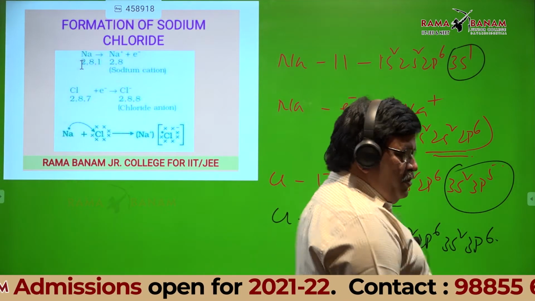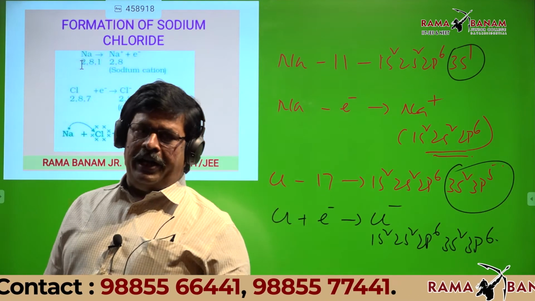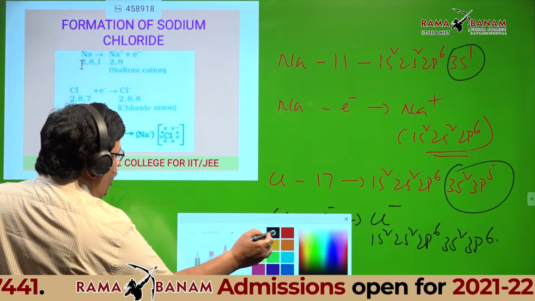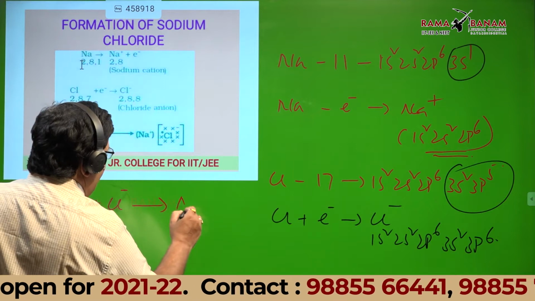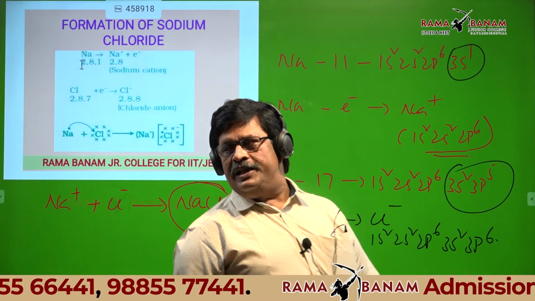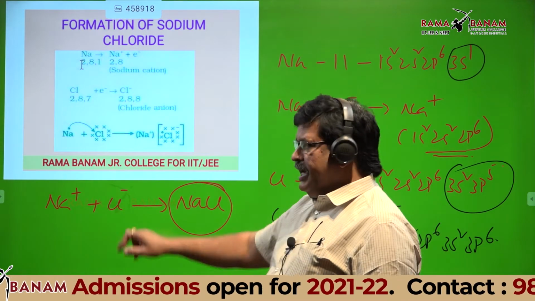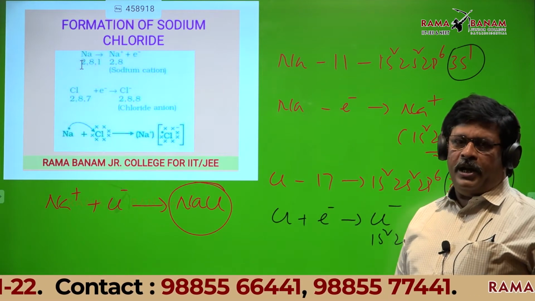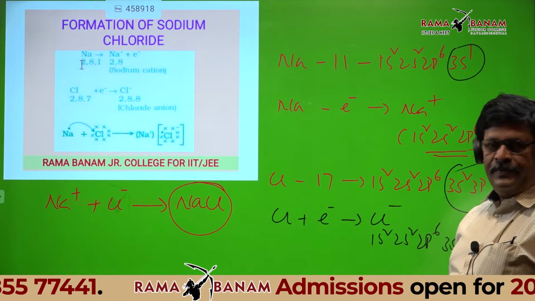Then, by losing one electron, sodium attains octet configuration, and by gaining one electron, chlorine attains octet configuration. Now what will happen? The two oppositely charged ions form an electrostatic attraction, that is the formation of NaCl. So the force of attraction between Na and Cl in NaCl is a strong electrostatic attraction, which is nothing but an ionic bond. Students, is it okay?